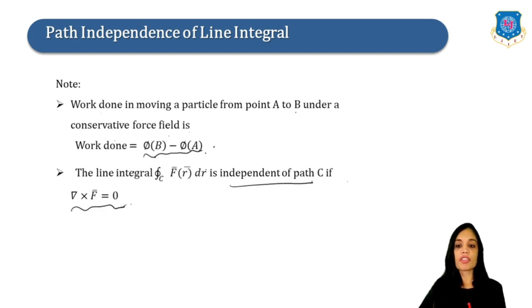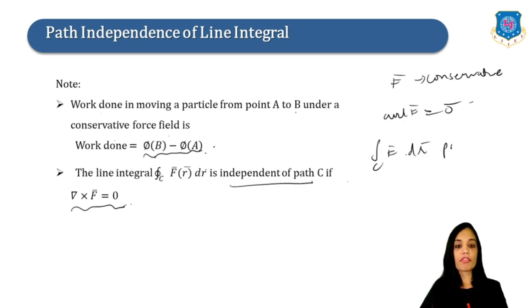So in short, we have studied two things: whenever f bar is conservative, curl of f bar will be 0, and our line integral over C of f bar dot dr bar will be what? Path independent, right? So whenever I want to check whether our line integral is path independent, I only have to check that curl is 0. And if curl is 0, then our vector field is conservative.